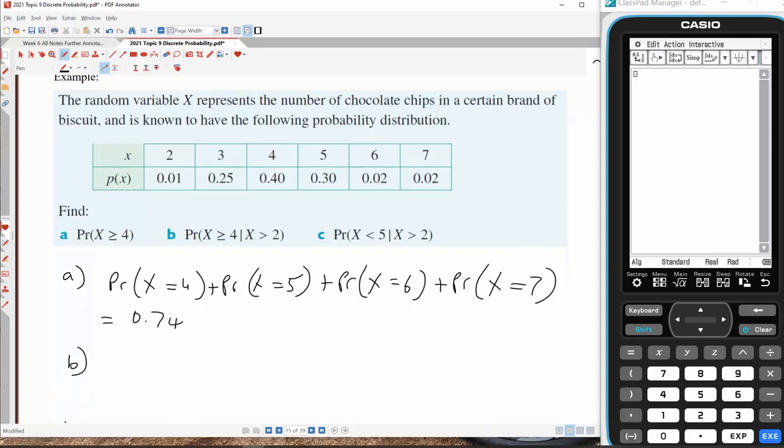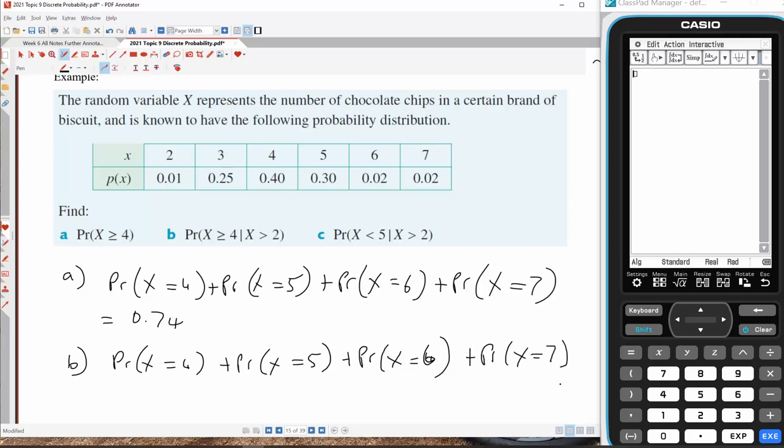All right, B. Probability that the random variable is greater than or equal to 4, given that we know that the number of chocolate chips is greater than 2. Okay, we know that the biscuit is going to have more than 2. What's the chance it's got more than or equal to 4? So for this one here, we're going to say it's the probability that x is equal to 4, plus the probability that x is equal to 5, plus the probability that x is equal to 6, plus the probability that x is equal to 7, over, so this one here was over all of it.